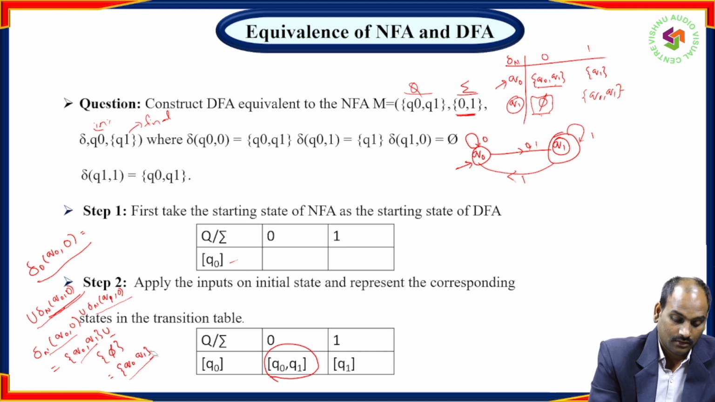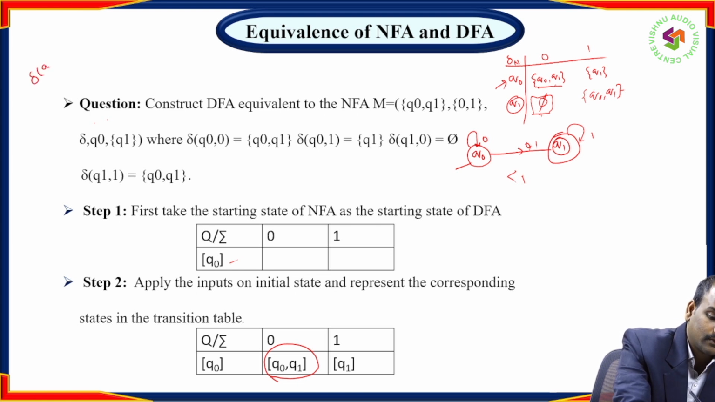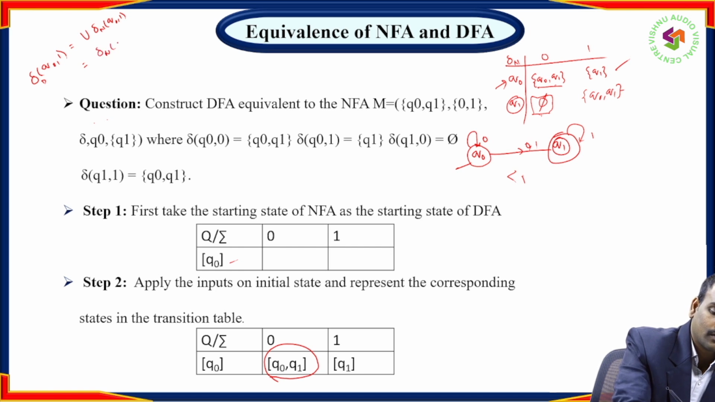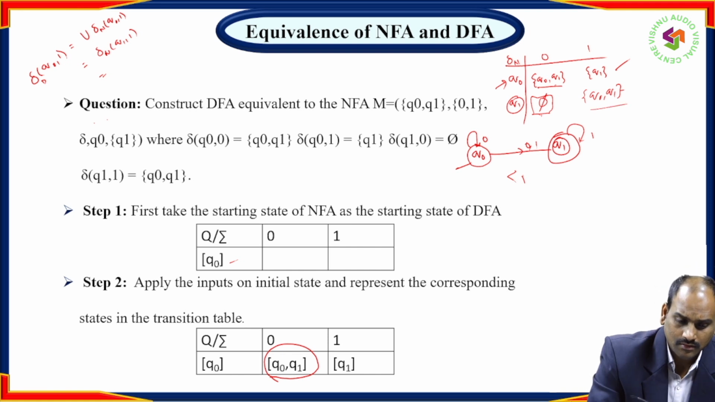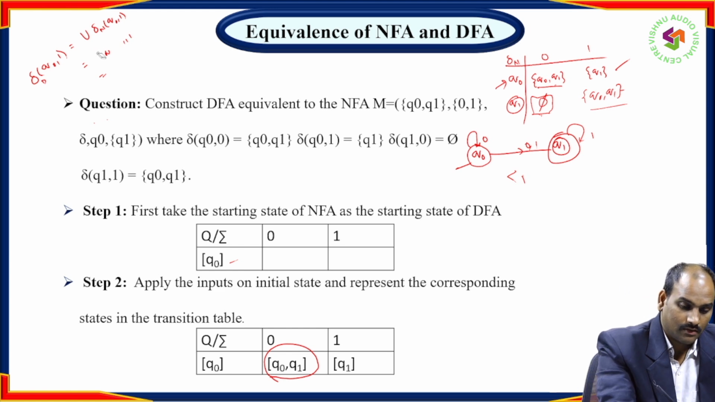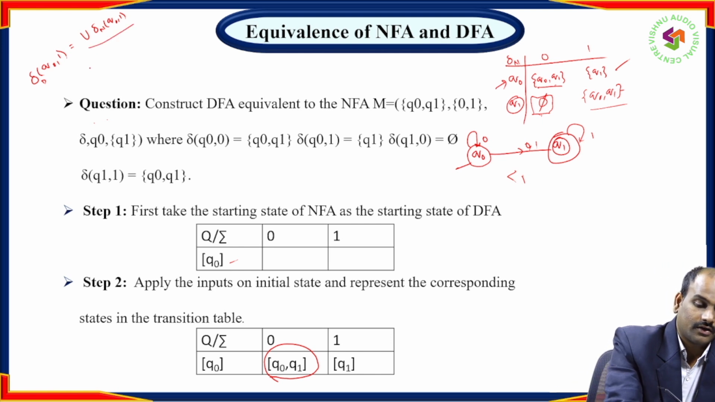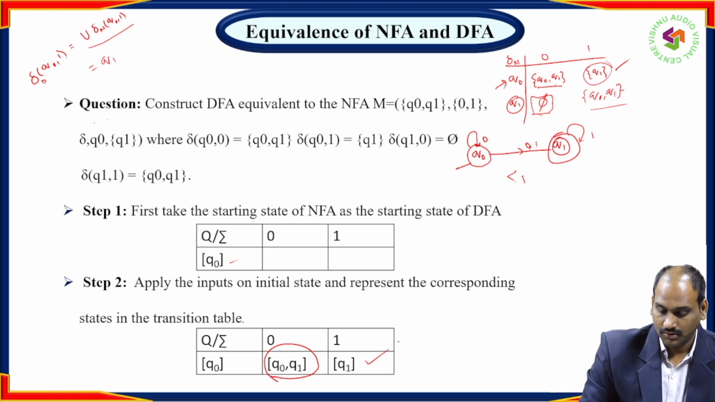Similarly, we can write it for the other input alphabet. What is the value of Q0 on 1? Here we can write delta D of Q0 on 1. It can be written as the union of delta N of Q0 on 1. What is the value of Q0 on 1? It is Q1. What is the value of Q1 on 1 in the NFA? It is Q0. Sorry, delta D of Q1 can be written as the union of Q0 on 1. What is the value of Q0 on 1? It is Q1. Here we obtain the Q1.